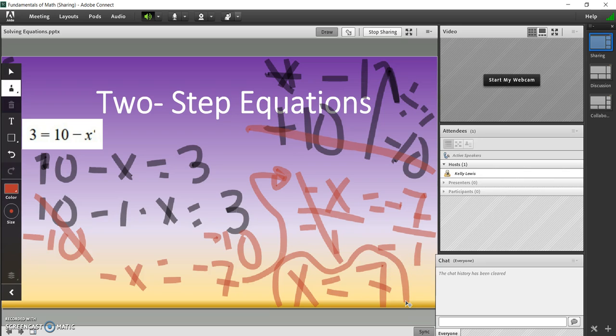And if we check, obviously 10 minus 7 is 3. We could have done that in our head, but I just wanted to show you algebraically how that works.